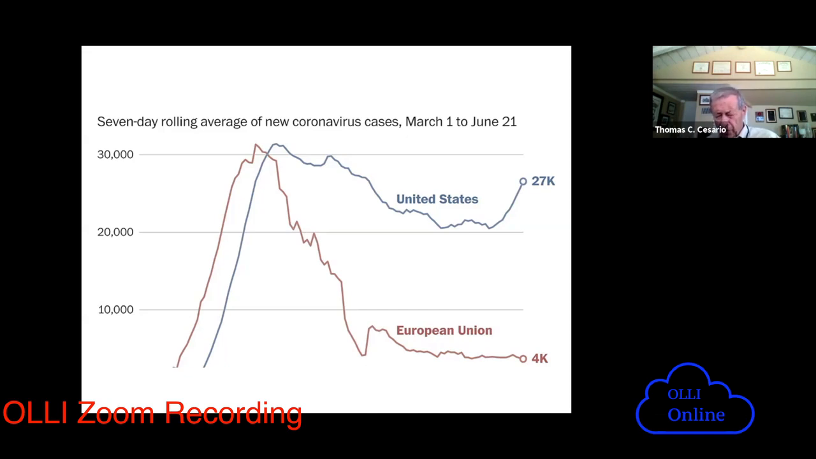We have the tools to control it. We have the ways to control it, but we have to be able to do those simple things, not complicated, not rocket science, distancing, mask.